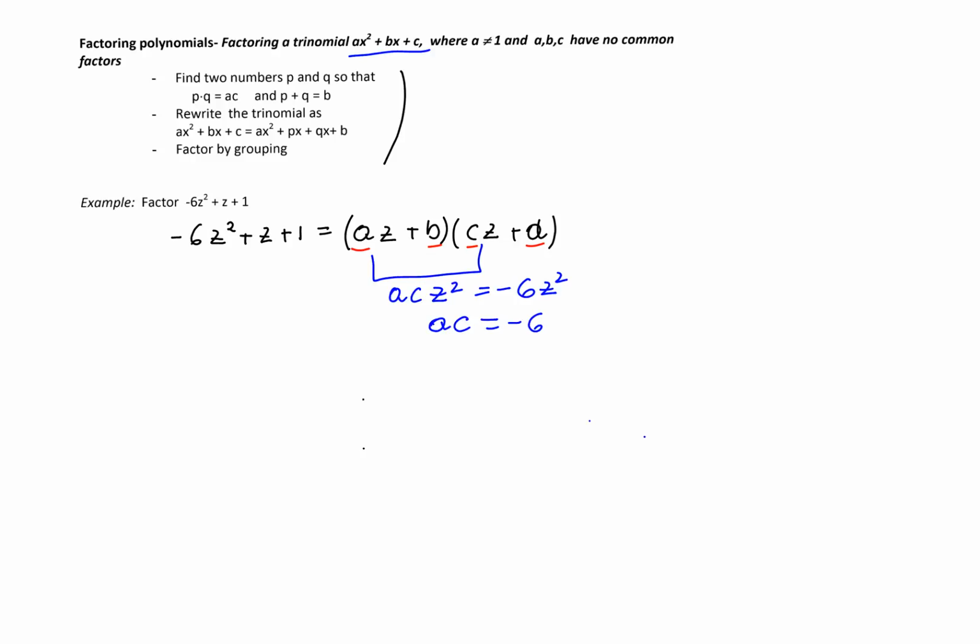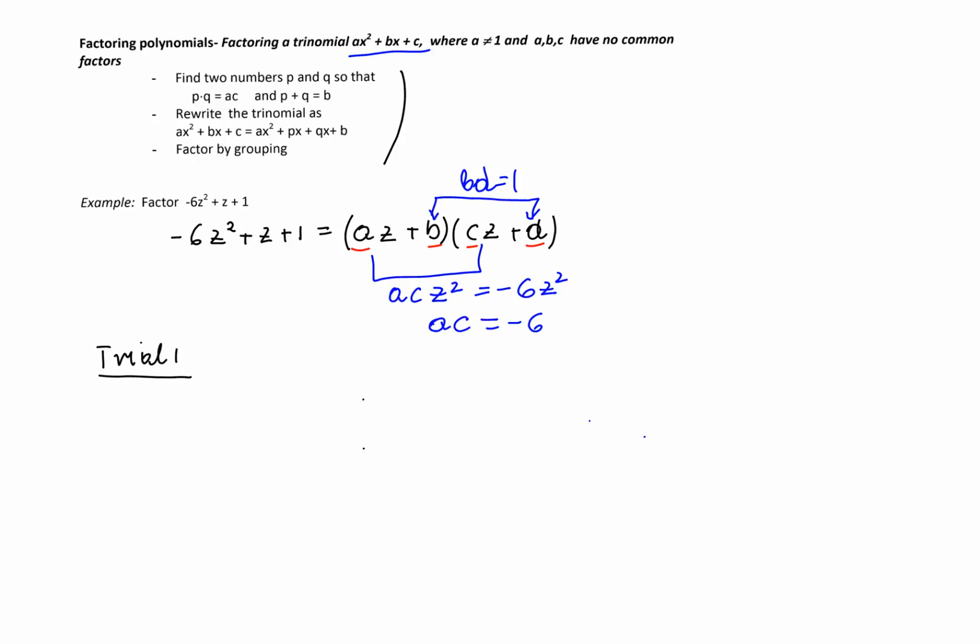There are a lot of possibilities for a times c to be negative 6, but if we are looking only for integers, then the number is quite reduced. Now, if I multiply b and d, I will obtain the term without the z, and therefore b times d should be equal to 1. And here we have only two possibilities: either both b and d are 1 or both b and d are negative 1. So now we'll try whether some factorization works or not.